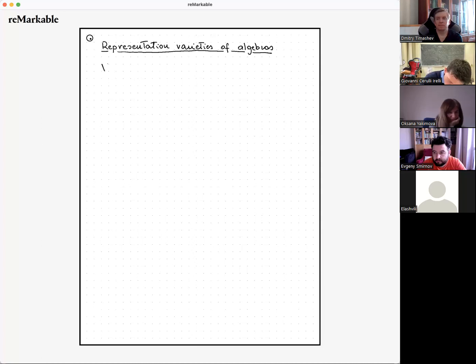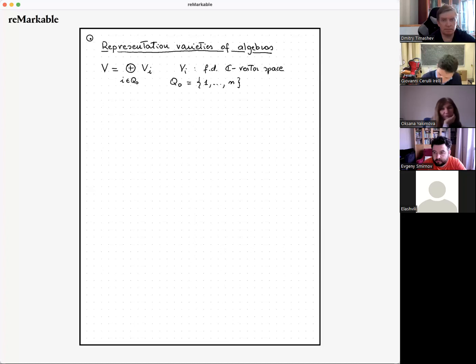We start with a graded finite dimensional vector space, V_i, where each V_i is a finite dimensional complex vector space. The grading is on a finite set that I always fix to be 1 to n. This finite set is called the set of vertices, but it's just a finite set.